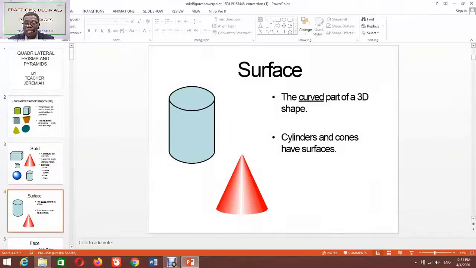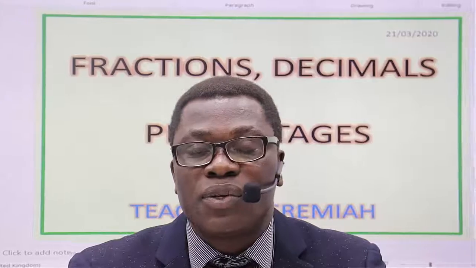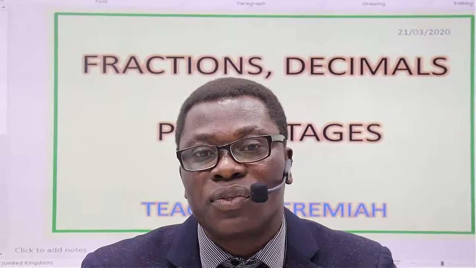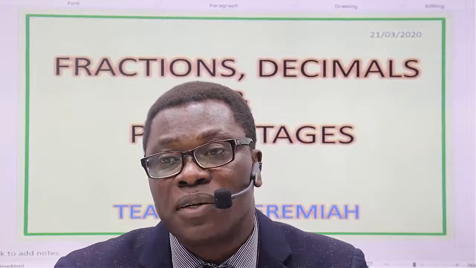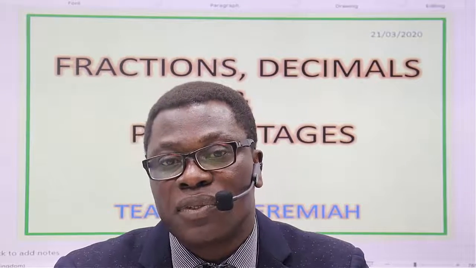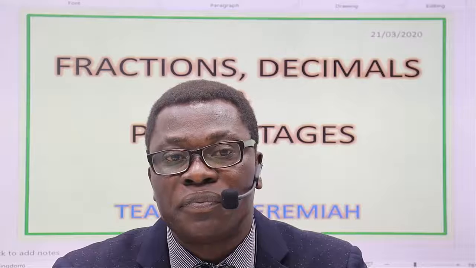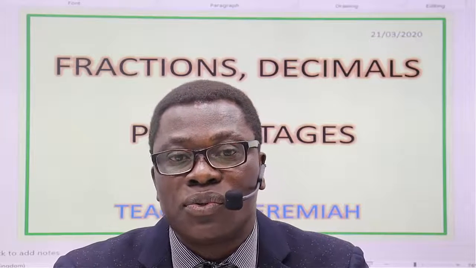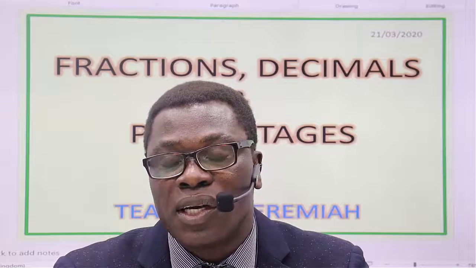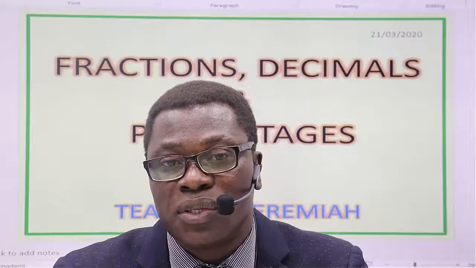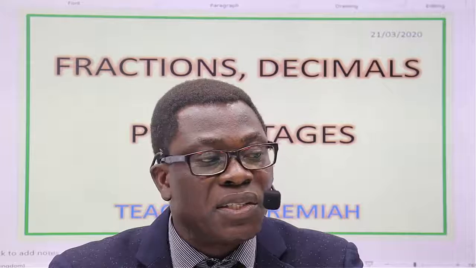Then we'll look at their surface. These 2 shapes on the screen have the curved part of a 3D shape. Cylinders and cones have curved surfaces. So the 2 shapes on this screen are a cylinder and a cone, and because they are cylinders and cones, they have curved surfaces.